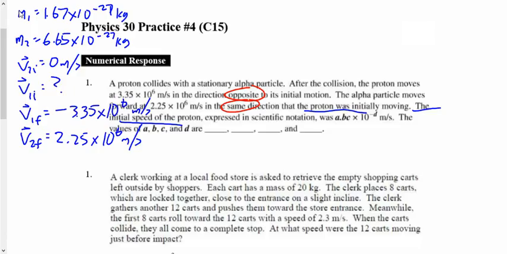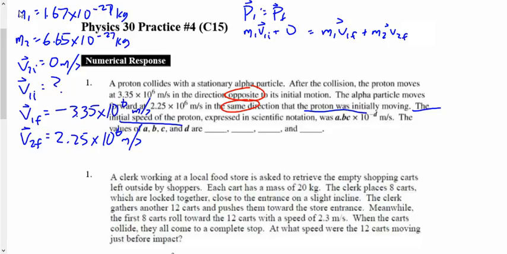All right, this is a collision, so we're going to say Pi equals Pf. We're going to say M1 V1I plus 0, because the alpha particle is at rest, equals, they don't stick together, they bounce off of each other, so it's going to be M1 V1F plus M2 V2F.